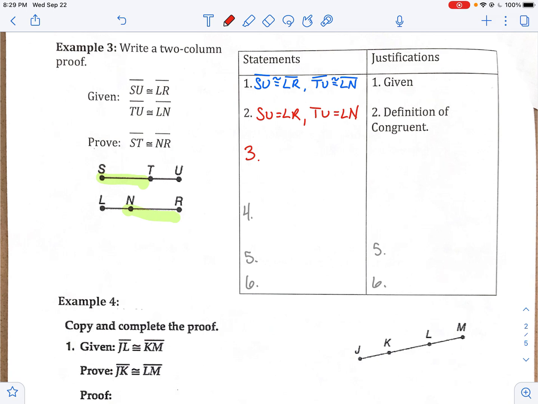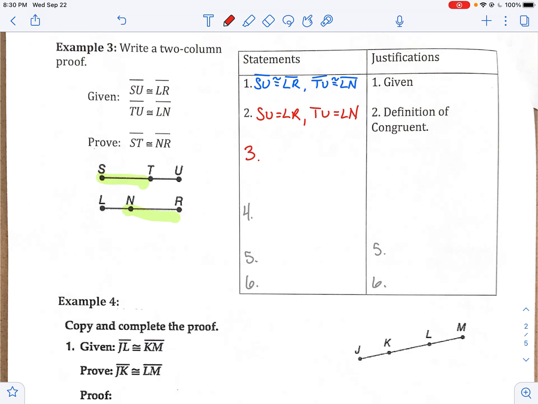Well, I start by writing out my given statements. And then I put down what I know by the definition of congruence. So what does it mean for SU and LR to be congruent? It means that they're equal. What does it mean for TU to be congruent to LN? It means that they are equal.